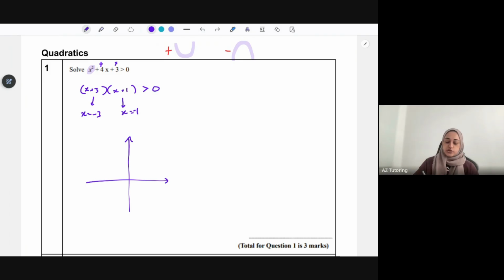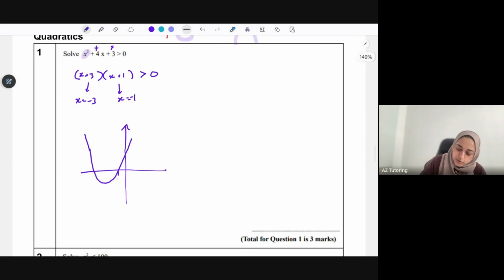And it's a U-shape. So it's just a sketch. It doesn't have to be accurate. So it's just to help you. Nope, that's terrible. Okay, so it looks somewhat like that. It's a U-shaped, where this is -1 and that's -3.